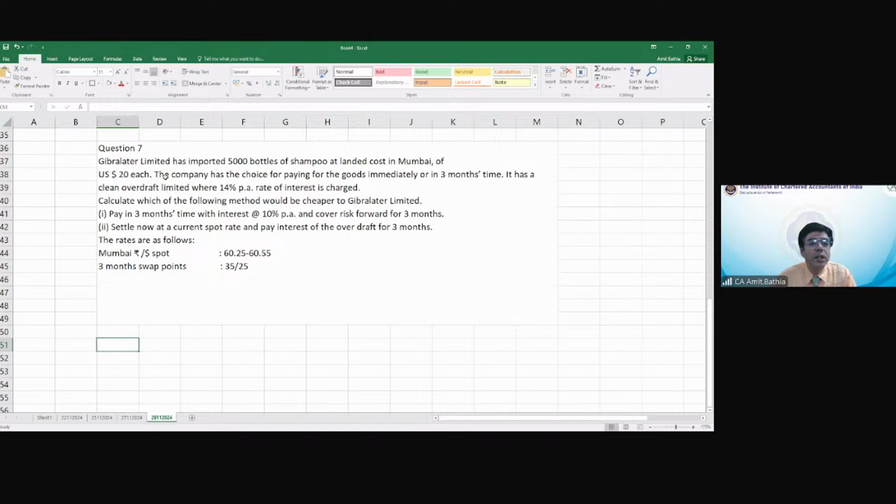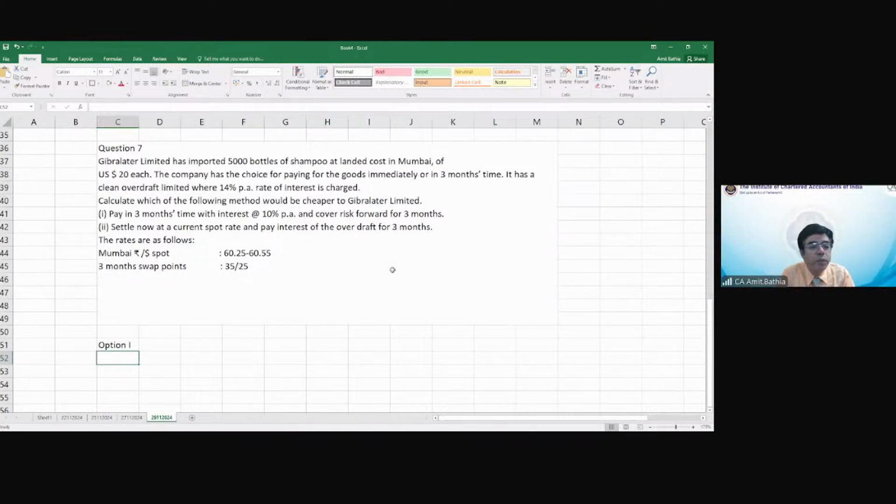All right. So now here, let's do the comparison. How do I go about it? What is my option 1? Pay in 3 months' time with interest at 10% per annum and cover risk forward for 3 months. If I'm going to cover risk forward for 3 months, it essentially means I will need to book it at the forward rate, right? So I'm essentially entering into a forward contract. First of all, we will start evaluating the two options. Remember, he has imported 5,000 bottles, so he's an importer, so he has an obligation to pay, right? He is required to pay.